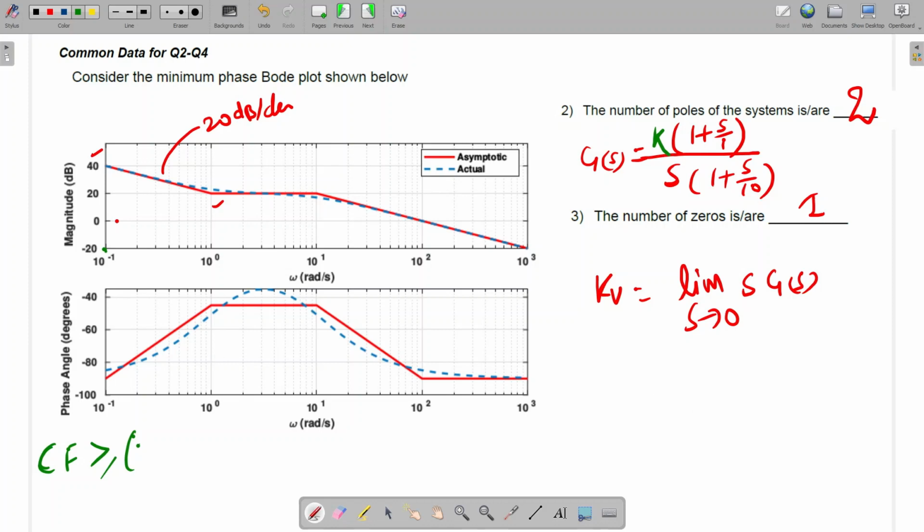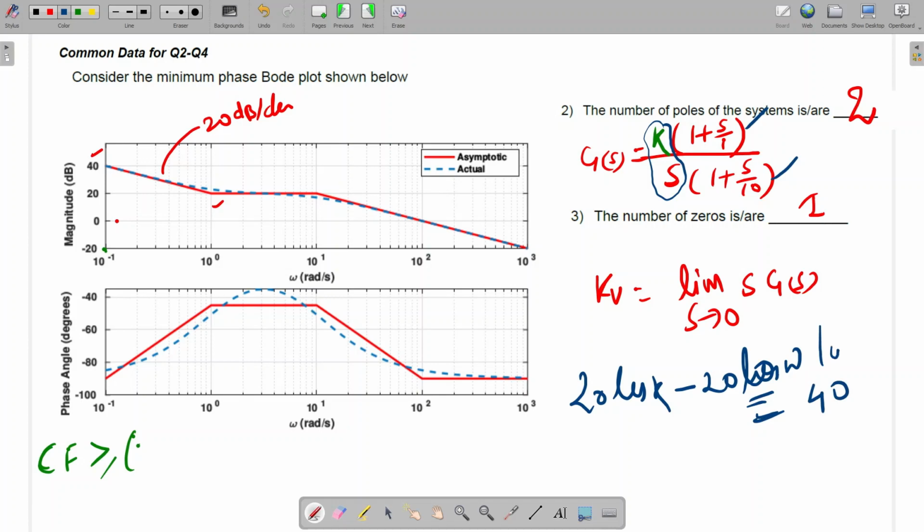Okay. So directly we can write the equation: 20 log k minus 20 log omega. So this k and s will be considered for k calculation, and this will be neglected. So 20 log k minus 20 log omega should be equal to how much? 40, at omega is equal to 0.1. Correct? Is it clear how I have written this?